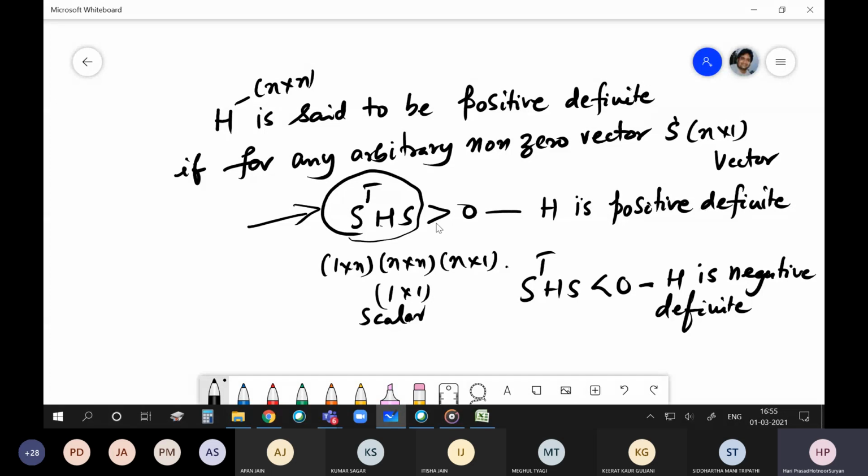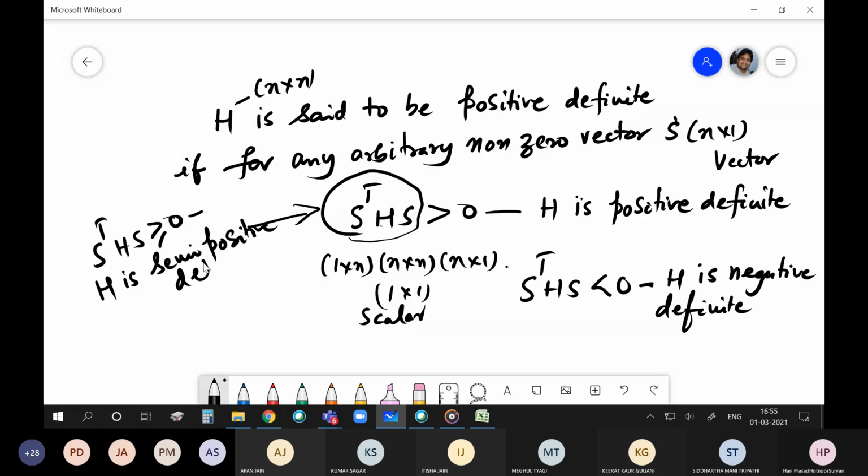If S transpose H into S is greater than or equal to 0, then H is called semi-positive definite. And if S transpose H into S is less than or equal to 0, then it is semi-negative definite.